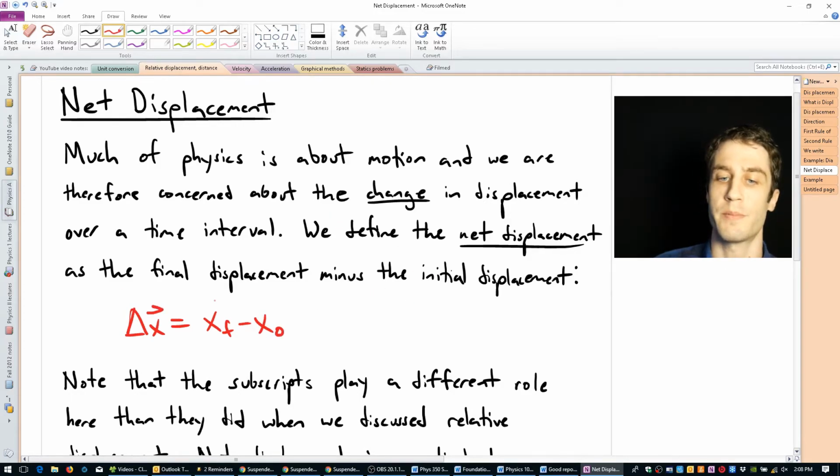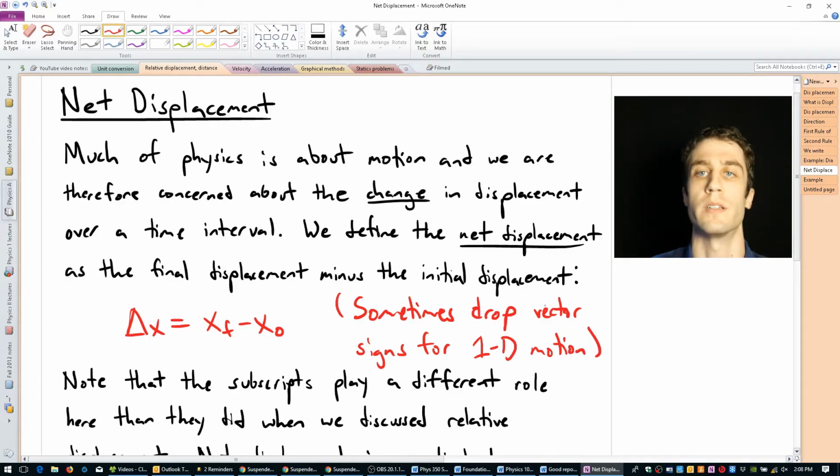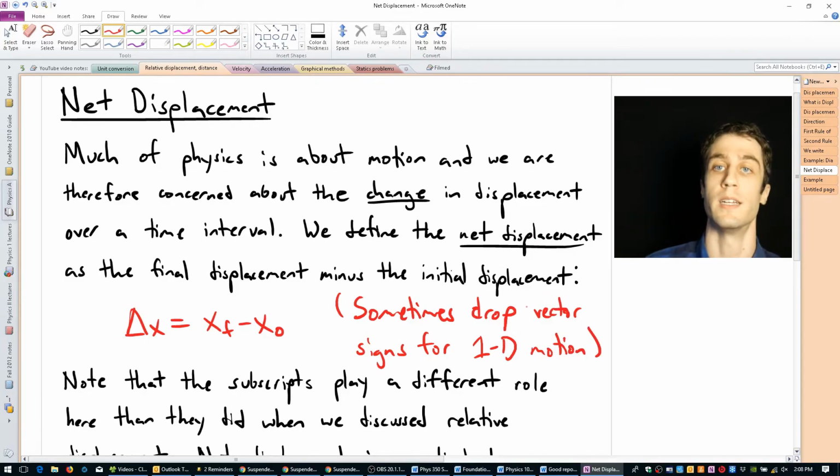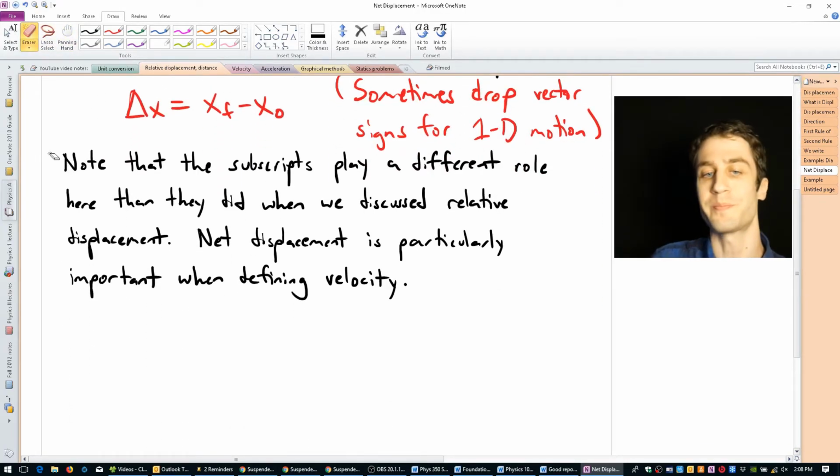You'll note that I've dropped the vector signs. You can draw them in if you want, but I'll just mention at this point in the video that we sometimes drop vector signs, but only for 1D motion. It just gets a little tiresome to write them in all the time, and so in some of the later videos you'll see that I omit the vector signs when we're working in one dimension.